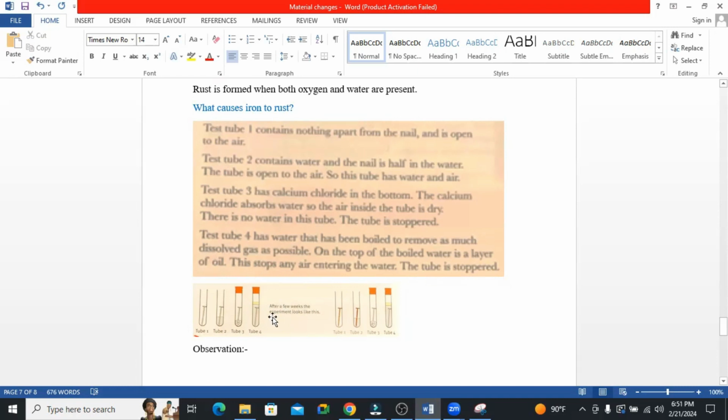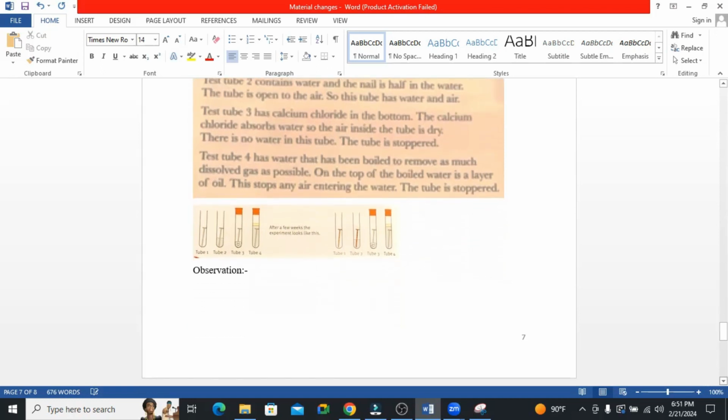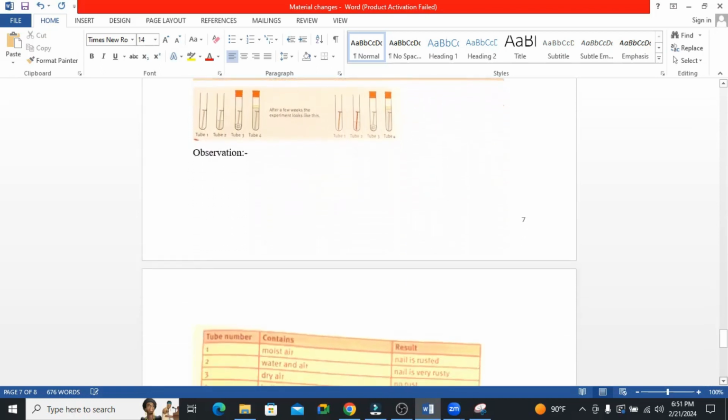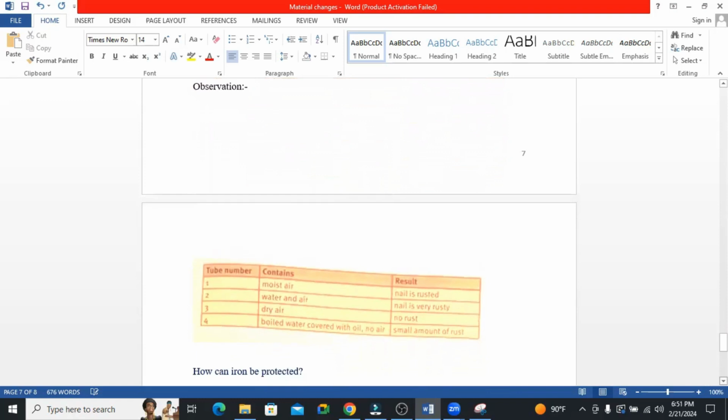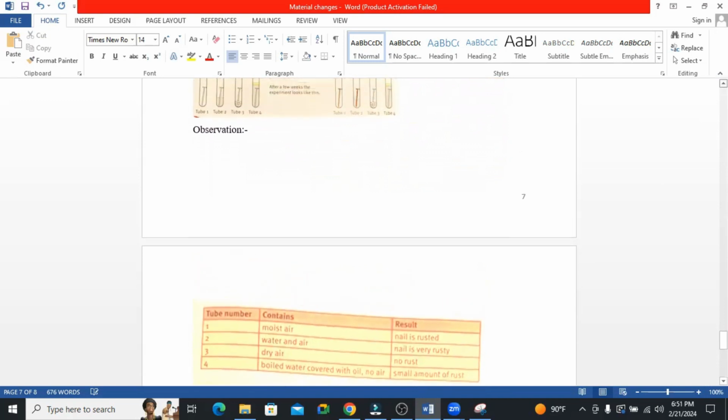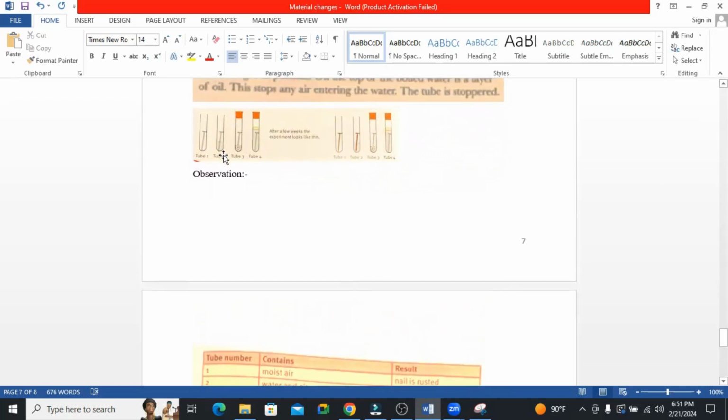Then after a few weeks, the experiment looks like this. These are the pictures after a few weeks. We will see it from a table. Test tube 1 contains moist air, so moisture and air both are there. So the nail has rusted in tube 1. In tube 2, water and air both are there, so the nail is very rusty. You can see in the picture test tube 2 has all the requirements, so it has rusted more.